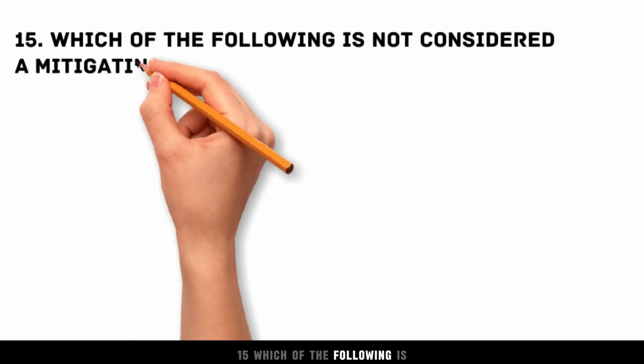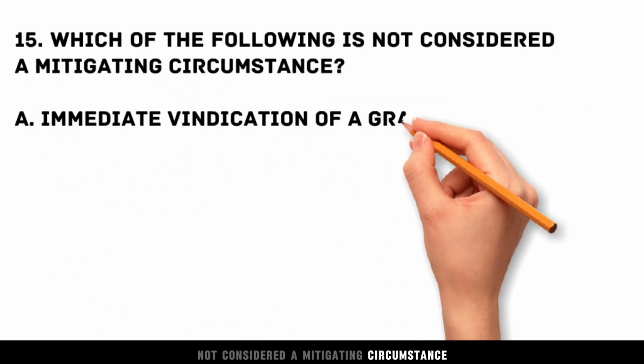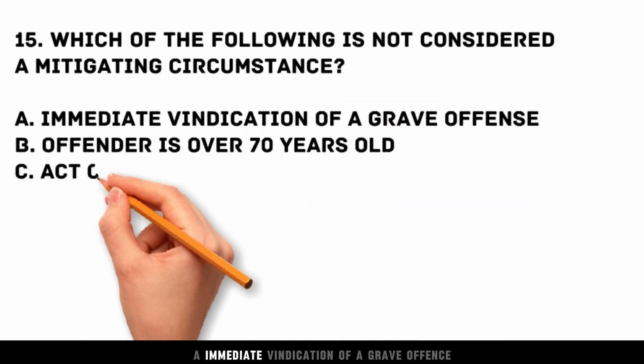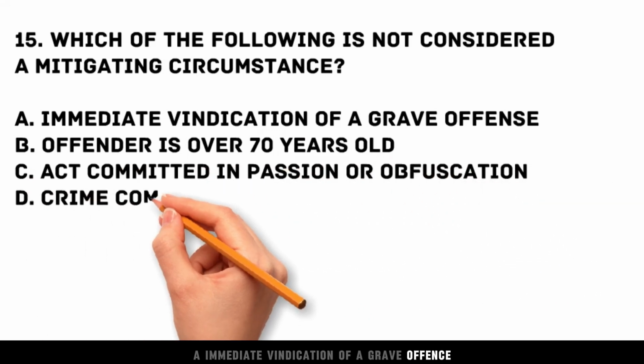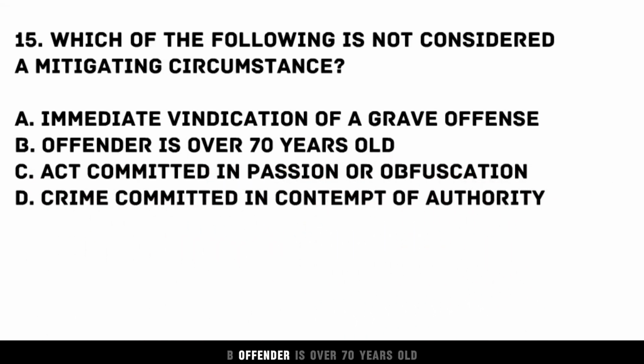15. Which of the following is not considered a mitigating circumstance? A. Immediate vindication of a grave offense. B. Offender is over 70 years old. C. Act committed in passion or obfuscation. D. Crime committed in contempt of authority.